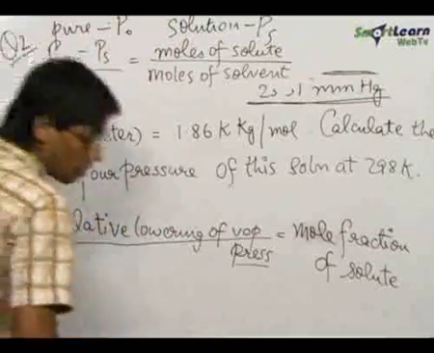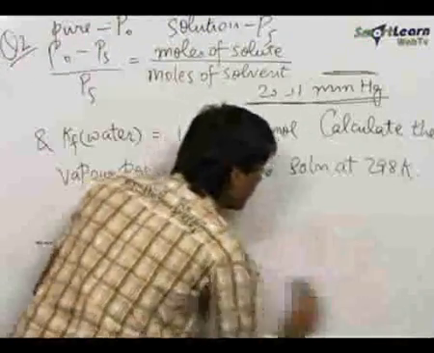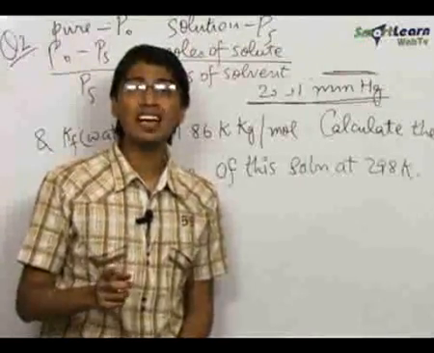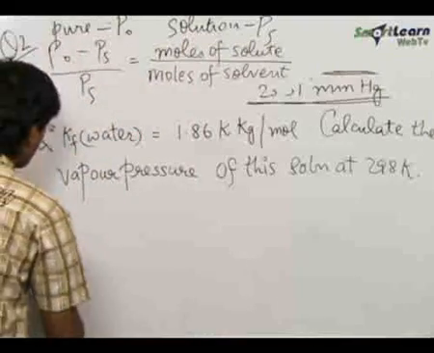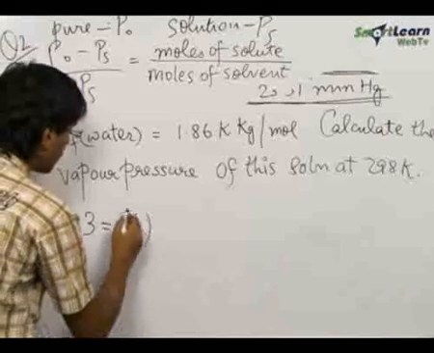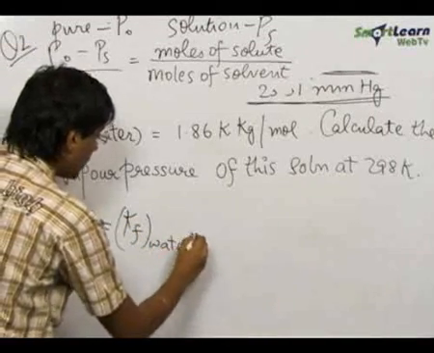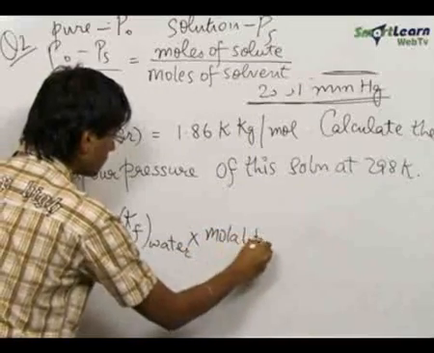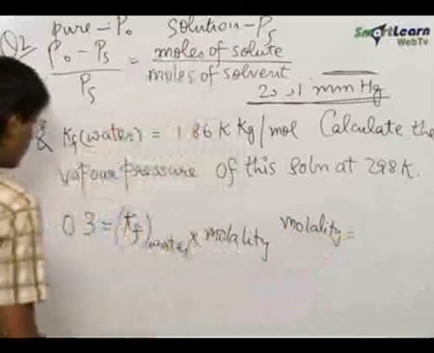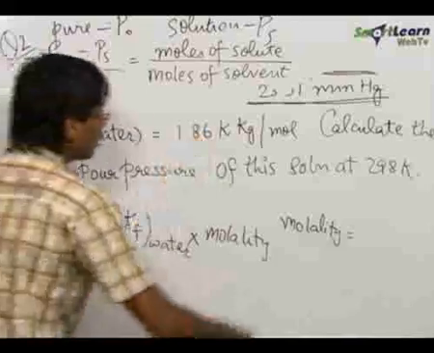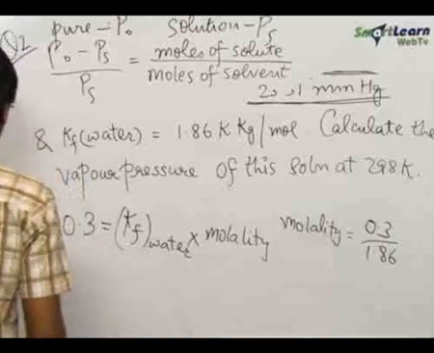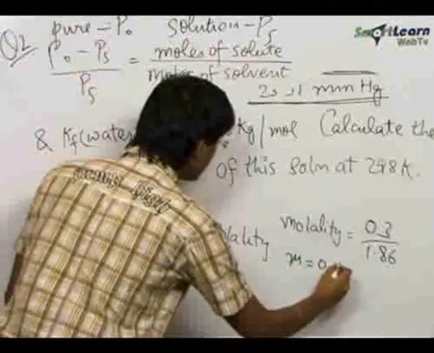Also in the problem, we are given the fact that the new solution freezes at minus 0.3 degrees Celsius and earlier there was water which freezes at 0 degrees Celsius. So there is a lowering or depression of freezing point by 0.3 degrees Celsius, and this we know is equal to Kf of water into molality of the solution. So we can find the molality to be equal to 0.3 divided by Kf, which is 1.86. Hence our molality is 0.3 divided by 1.86, which is equal to 0.161.